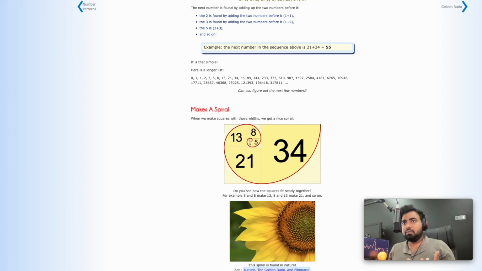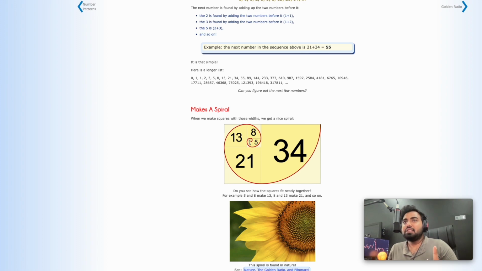Okay, 1 plus 2 is 3, 2 plus 3 is 5, like that. So if we made squares with these widths, then we get a nice spiral. That is how this spiral is made. This spiral is made from these Fibonacci numbers, guys.